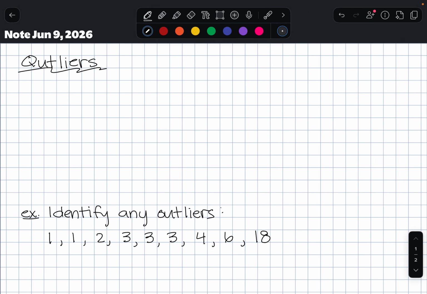All right, in this video, we're going to discuss a new concept, and that is the concept of outliers. So outliers are extreme values. They are data values that look like they may not belong with the rest of the data. And outliers are important for us to identify because they tell us a couple of things.